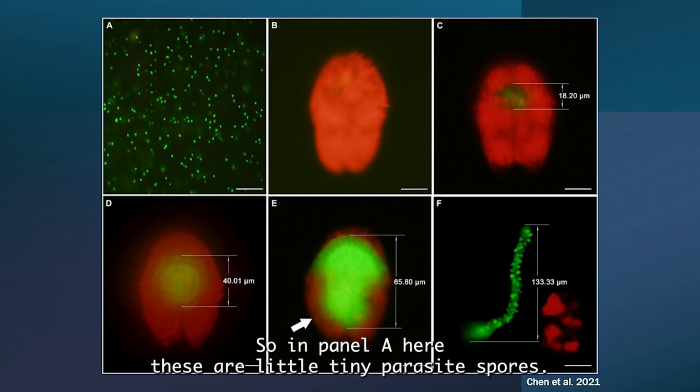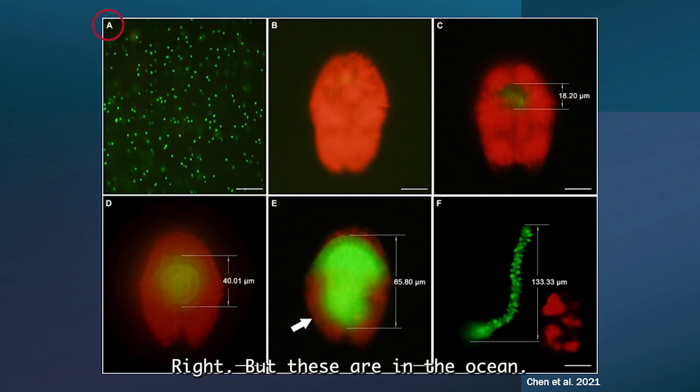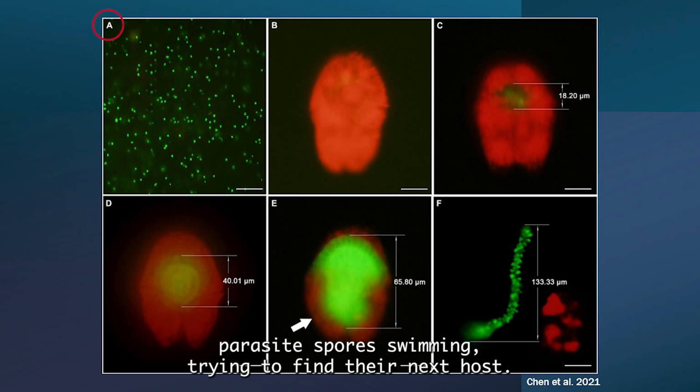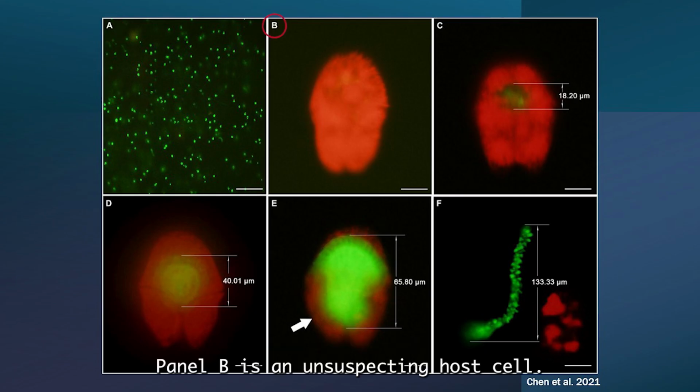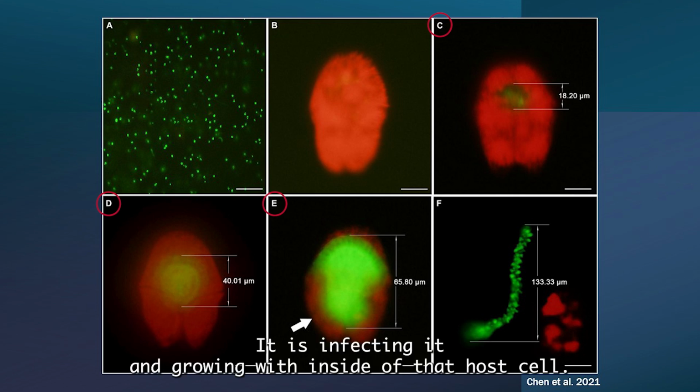So in panel A here, these are little tiny parasite spores. You can think of this like land plants that will produce spores, right? But these are in the ocean, so they can swim. And so these are parasite spores swimming, trying to find their next host. Panel B is an unsuspecting host cell. And then panel C through E, that's where the parasite, which is in green, has found that host. It is infecting it and growing inside of that host cell.